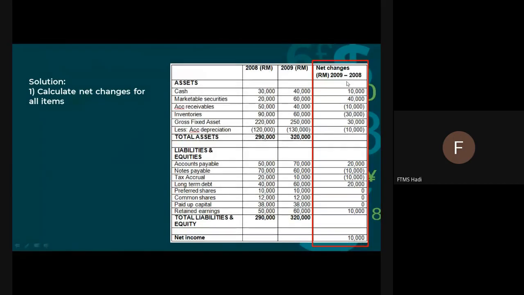Okay, so these are the net changes. That means the difference between each item. For example, 2009, 40,000 minus 2008, 30,000, which is 10,000. There are some net changes positive, and then some of them are negative ones. Negative. Zero means similar.